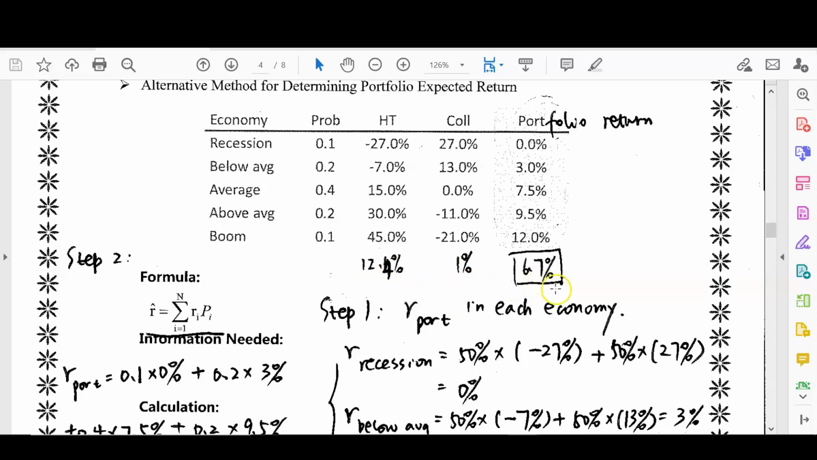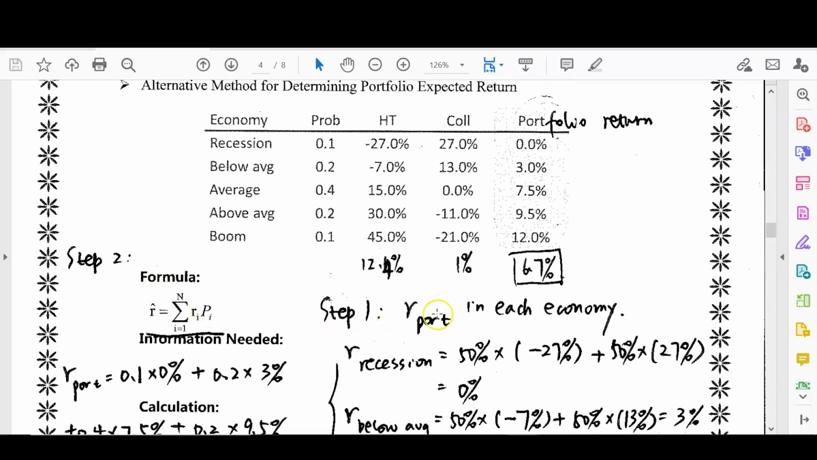An alternative way is to calculate this portfolio return in each scenario first by taking the weighted average of the 2 stocks in each scenario, and then use these 5 returns multiplied by the 5 probabilities to get the expected return of the portfolio. Okay, so R hat of the portfolio equals the return of the portfolio in each scenario multiplied by the probability.